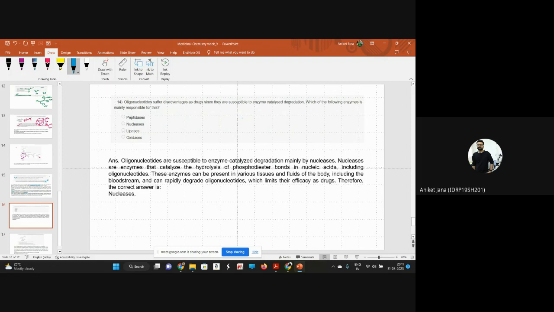Okay, so in the next question, what is it saying here? Oligonucleotides suffer disadvantage as drugs since they are susceptible to enzyme catalyzed degradation. Which of the following enzymes is mainly responsible for this? Is this peptidases?